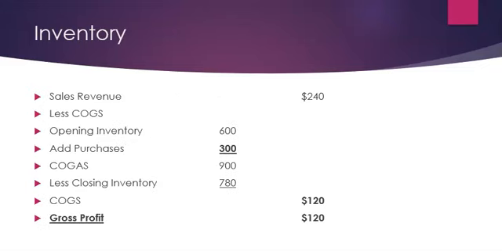So finally, here we have an extract of our profit and loss. The sales revenue is $240. We have our opening inventory of $600. We add the purchases to get cost of goods available for sale. And then we have the closing inventory of $780. We take the $780 away from the $900 and we get cost of goods sold of $120. That is the cost of the sales, which means that's how much $240 worth of revenue has cost us in inventory. Our gross profit, $120.